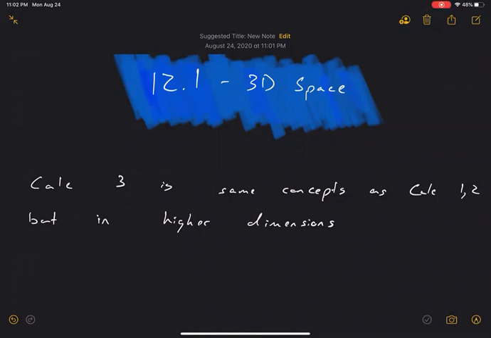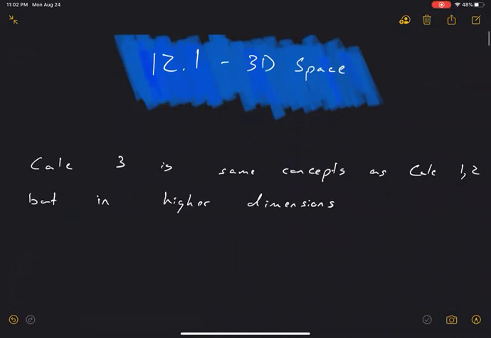So we're going to start in Chapter 12, 12.1, and 12.1 is all about 3D space. Okay, and this is kind of easing into the concepts of Calc 3. Calc 3 is really just the same concepts as Calc 1 and 2, but we're moving up into higher dimensions. Okay, and really 3D space is that first higher dimension we can go to.